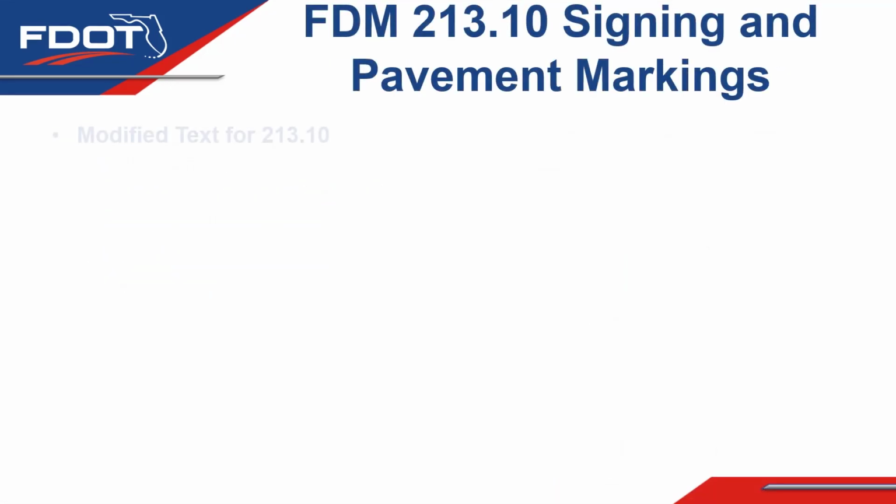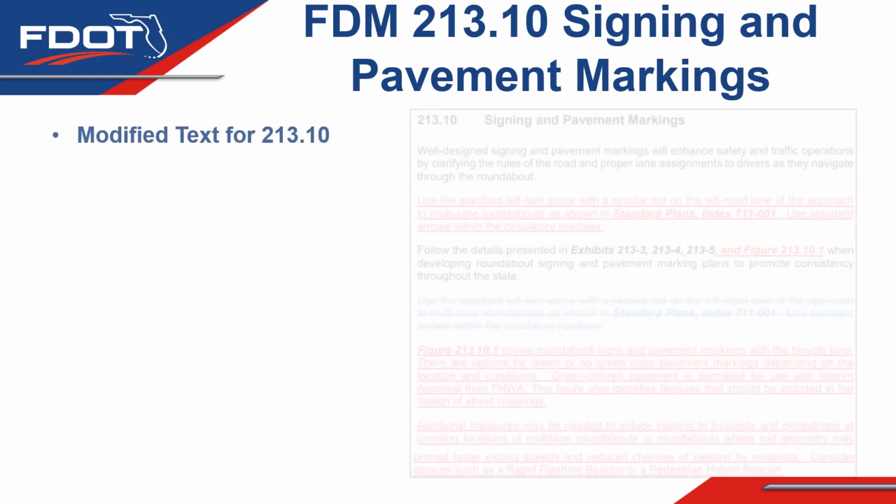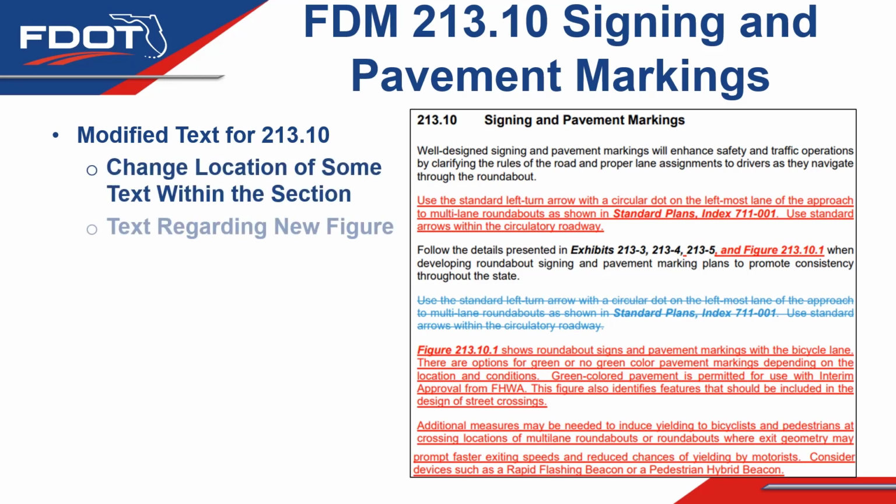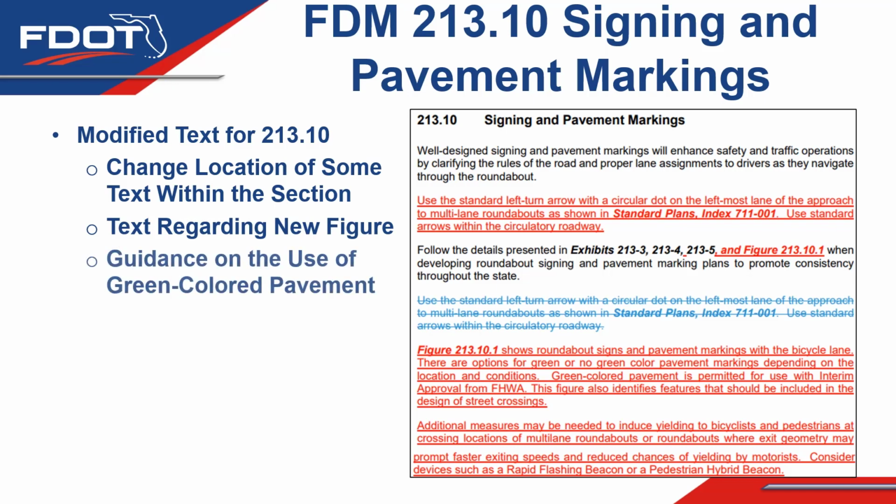Some of the changes to 213.10, signing and pavement markings, are purely moving text, which doesn't impact criteria. However, language has been added to direct designers to the optional green colored pavement markings when providing a separated bicycle lane through a roundabout.